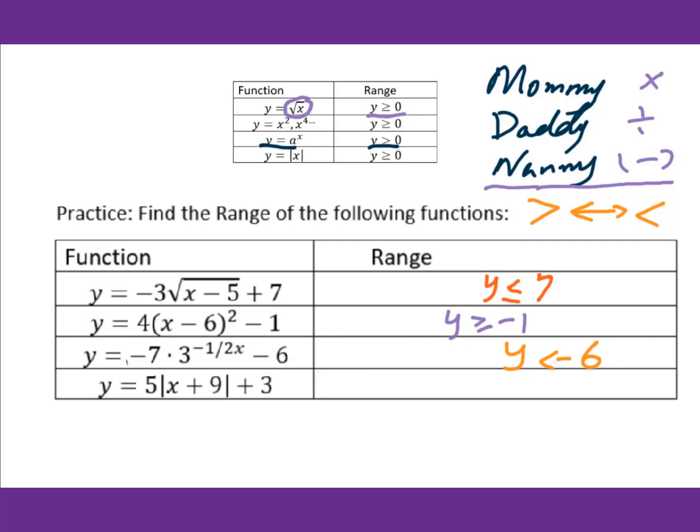For the last question, you have an absolute value. You turn it into y greater than or equal to 0. It's here. You multiply by 5, which is positive. That's why it still stays greater than or equal to 0. Then add this 3. So you get y greater than or equal to 3.